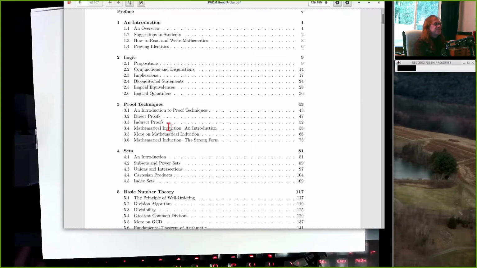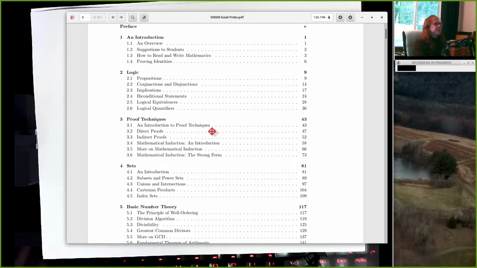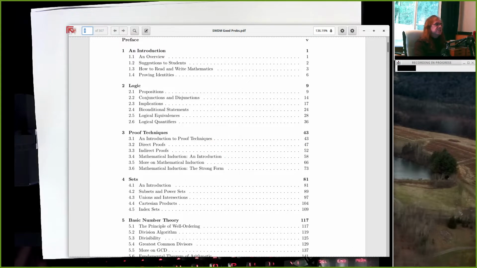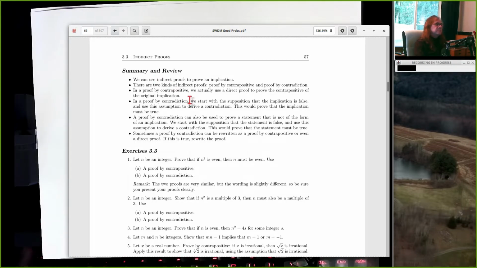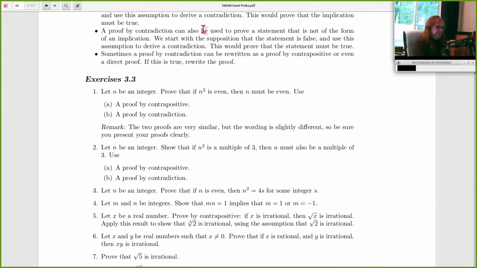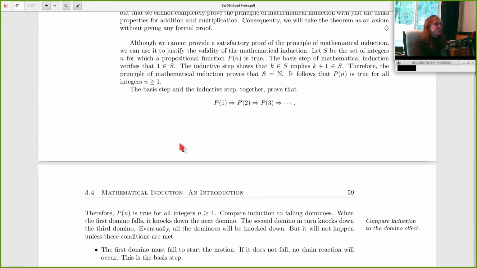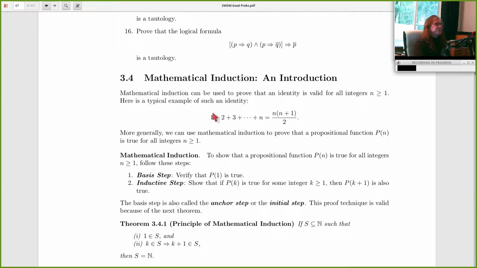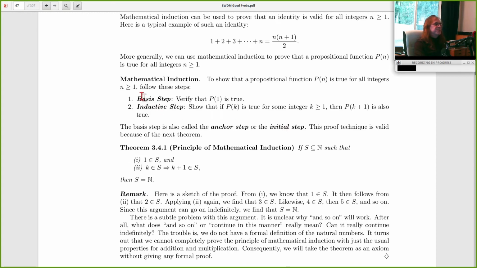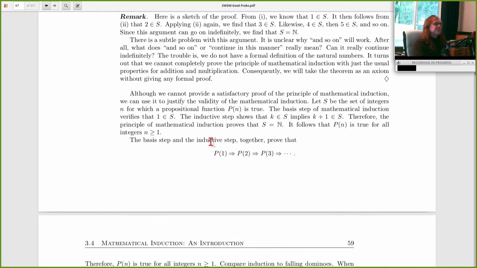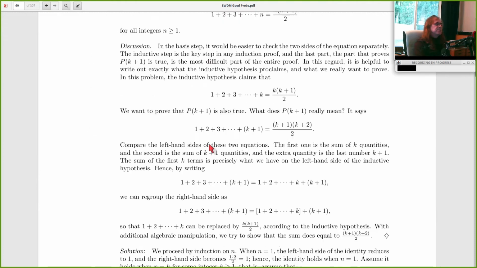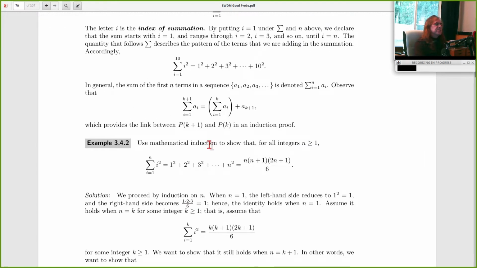So chapter 3 is talking about proof techniques, and it's got some work on induction. So let's go to 66. All right, so 3.4, mathematical induction. And you're welcome and encouraged to read through this. This is another presentation of the idea. And it starts with the same example that we used, sum of consecutive integers, and it talks about the base case and the inductive step, and so on. And there's some examples worked out.